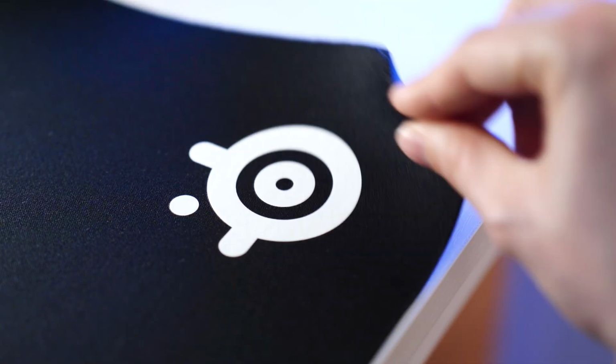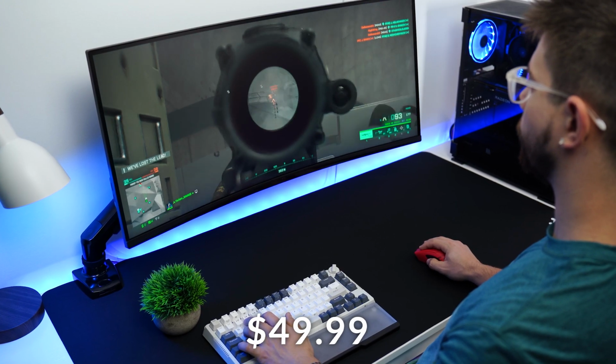SteelSeries QcK 3XL. Coming in at a price tag of $49.99.